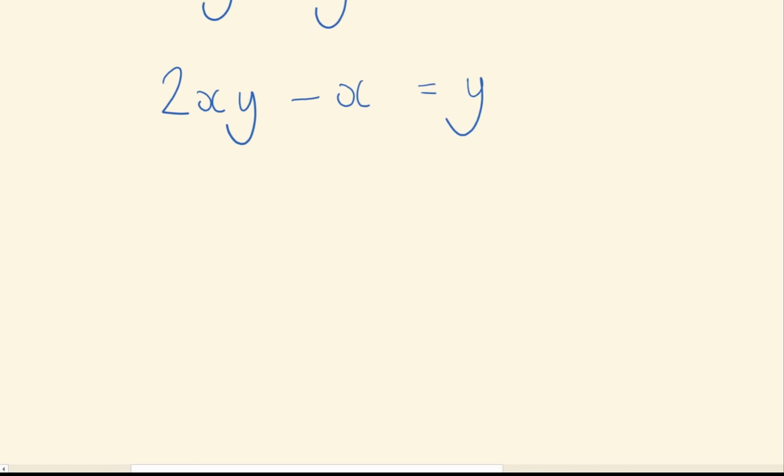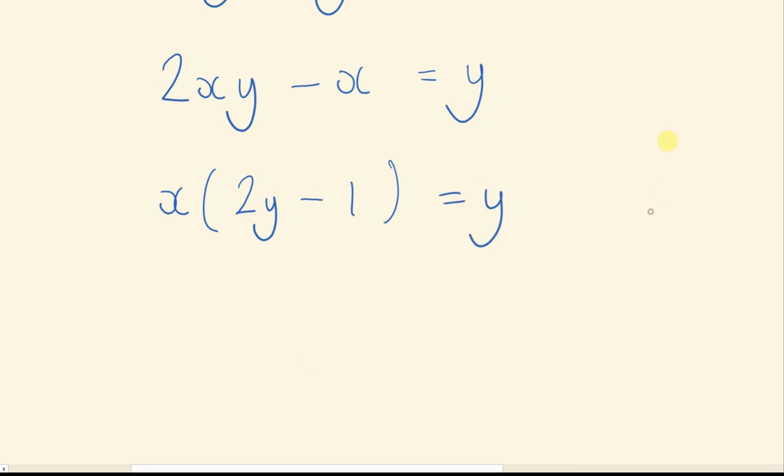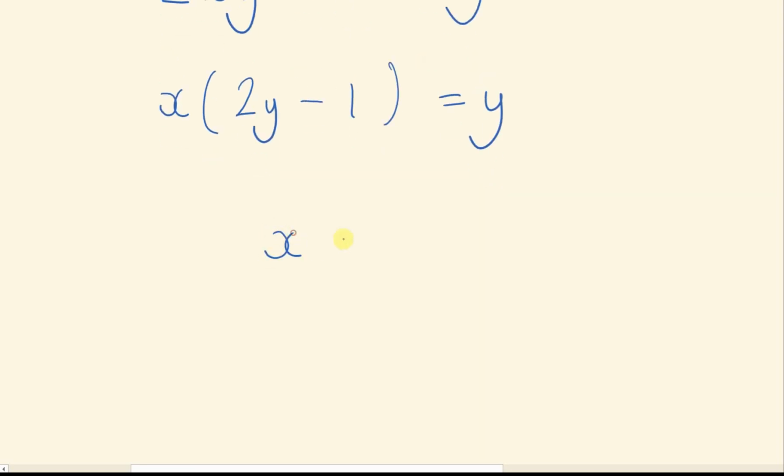Next, I don't want x to appear once here, but currently it appears twice. We can solve that just by simply factorising out x. So factorise out the x, I'm going to be left with 2y minus 1, and that equals y. Now to get x equals, I've got x being times by 2y minus 1. The opposite of timesing by that big group is just dividing by it.